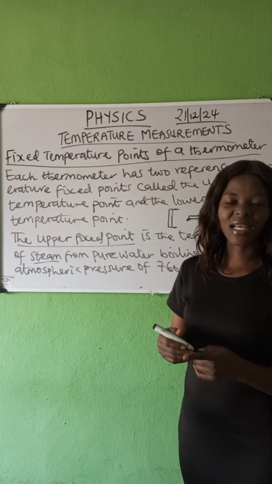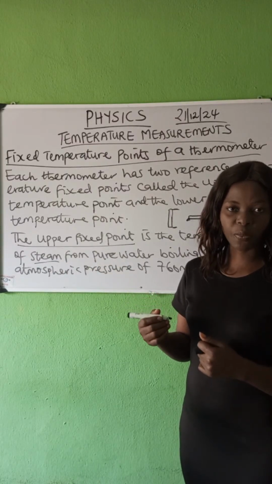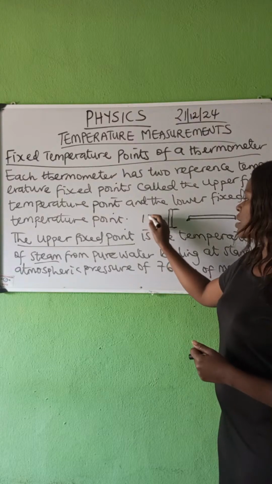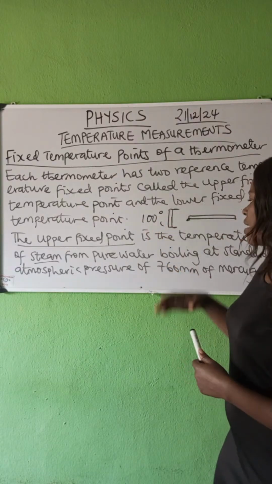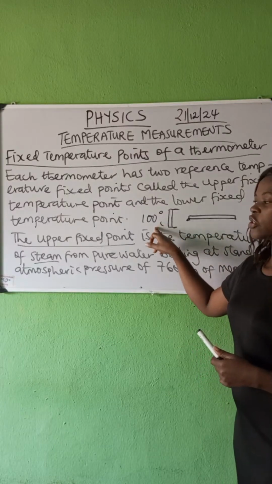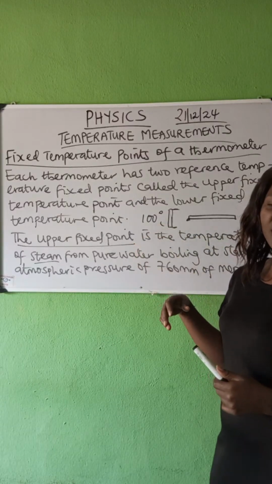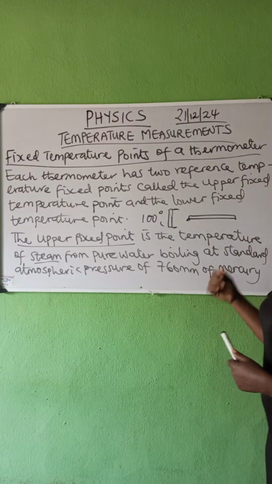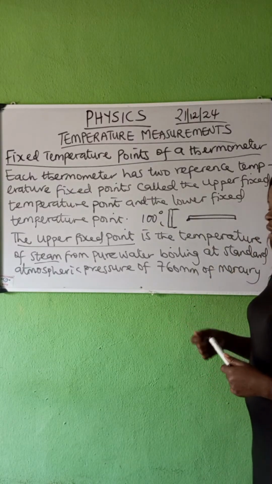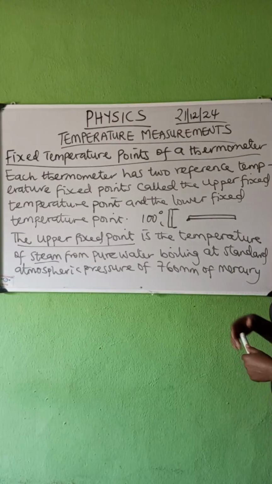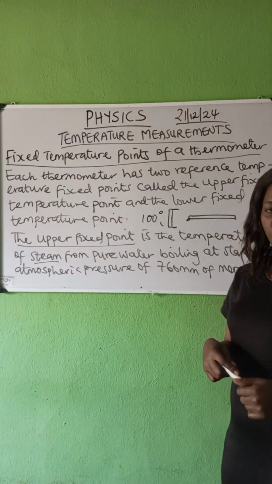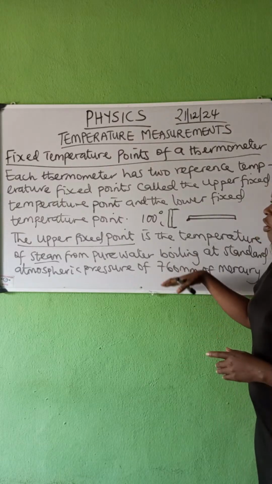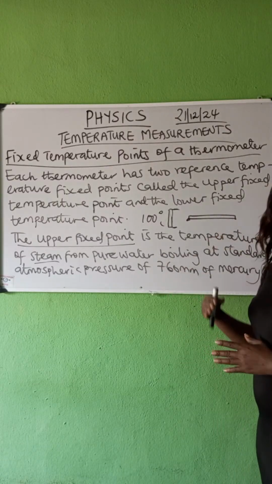So it means that it has gotten to a fixed temperature point, and the temperature of boiling water is 100 degrees what? Celsius. Okay, so whenever the water boils to this 100 degrees Celsius, it's classified to be the upper fixed point, right? So the upper fixed point is the temperature of steam from pure water boiling at standard atmospheric pressure of 760 millimeters of mercury. Do you understand? So that is the upper fixed point. So let's look into the lower fixed point.